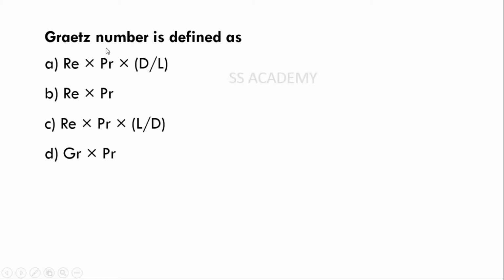Next question is, Graetz number is defined as Reynolds number into Prandtl number into D by L. Option B is Reynolds number into Prandtl number. Option C is Reynolds number into Prandtl number into L by D. And option D is Grashof number into Prandtl number. The correct answer is option A, Reynolds number into Prandtl number into D by L.